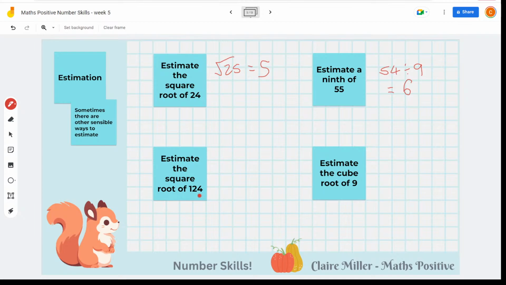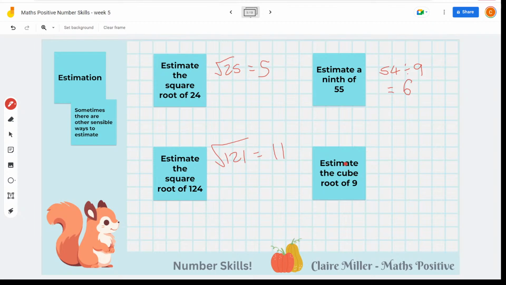This one, square root of 124. Can you think of a number near to 124 that you know the square root of? That you know the number you would times by itself to make that number? So what about 121? That's the one that popped into my head. Square root of 121 is 11, isn't it? So this is going to be approximately 11, the square root of 124.